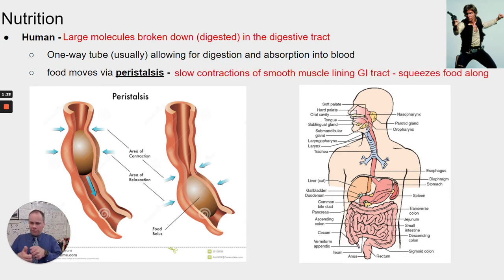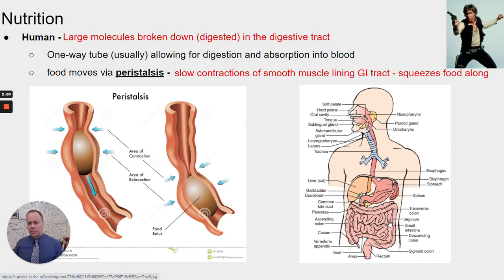It basically works like if you're squeezing toothpaste out of a toothpaste tube. You start at one end and you squeeze closer and closer to the opening, and you're squeezing all the paste through there. That's similar to how our digestive system works. Muscles contract one after the other, squeezing the food through the digestive tract. We also know that process can happen in reverse, and that's what happens when you vomit. Peristalsis happens in reverse, bringing food out of the mouth.